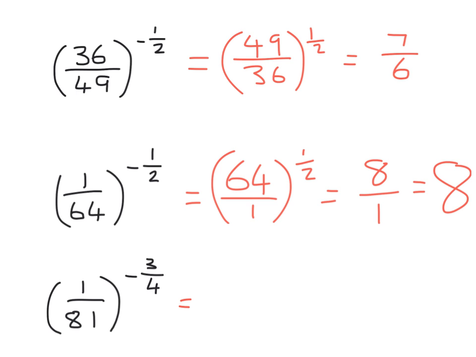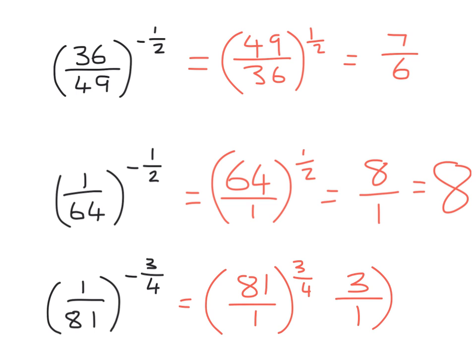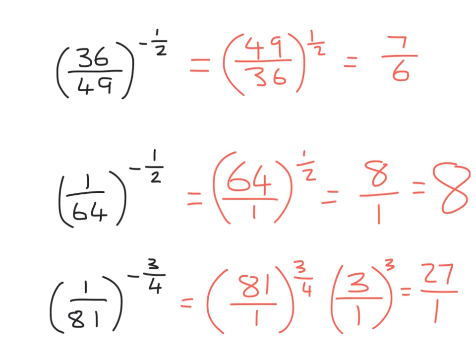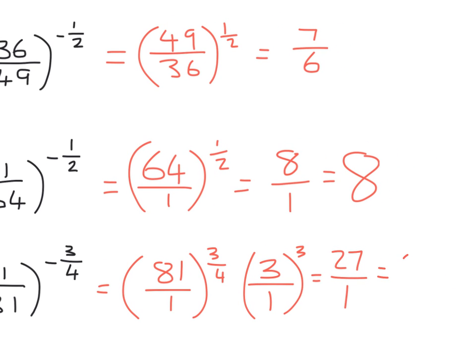Now lastly, we've got 1 over 81 to the power of minus 3 over 4. Now the minus means we do the reciprocal, so we've got 81 over 1. And we're doing that to the power of 3 over 4. Now we need to find the fourth root of 81 and the fourth root of 1. Remember, when you find the fourth root, you square root it, and then square root again. So that's going to be giving us 3 over 1. And then we need to cube it, which is 27 over 1. And that will give us a total of just 27.